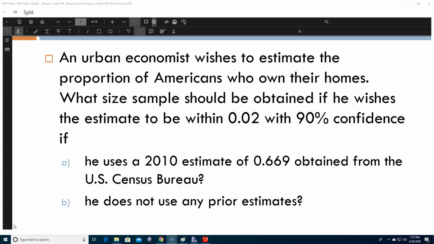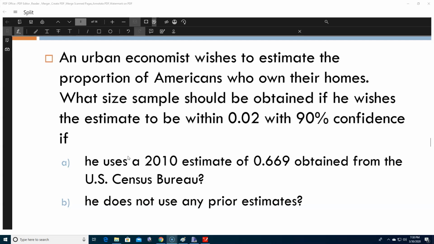An urban economist wishes to estimate the proportion of Americans who own their homes. What size sample should be obtained if he wishes the estimate to be within 0.02 with 90% confidence if he uses a 2010 estimate of 0.669 obtained from the U.S. Census Bureau? Or B, he does not use any prior estimate.